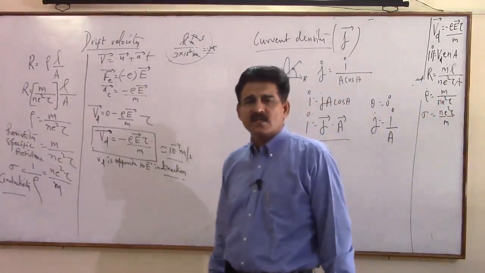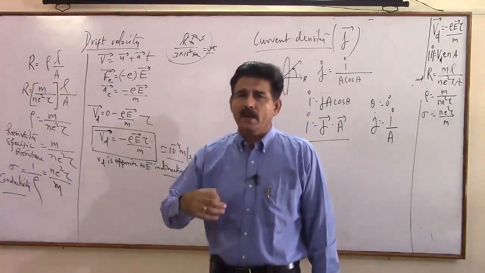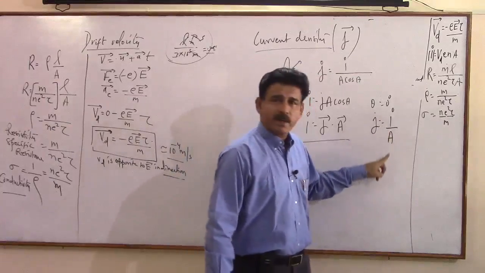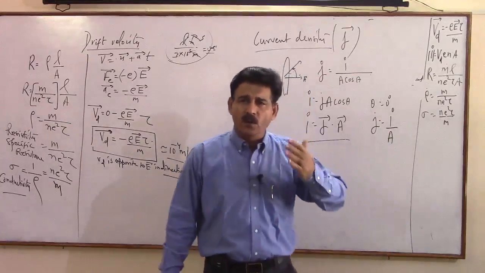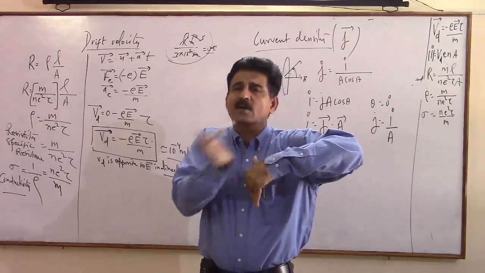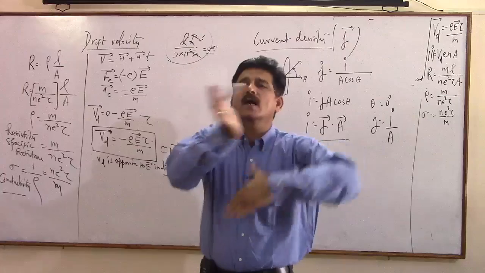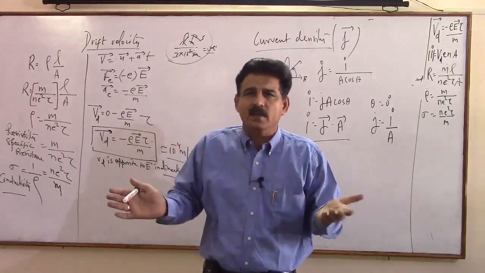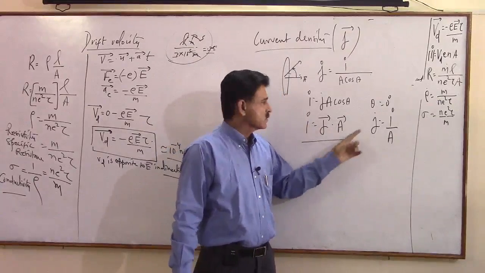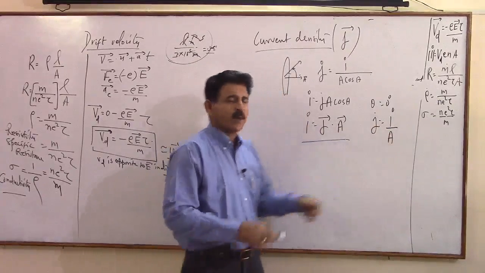जैसे सरफेस चार्ज डेंसिटी क्या थी? Q divided by area. वैसे ही करंट डेंसिटी क्या है? Current density is I divided by area. Because you are talking about the flow, and if flow is taking place in a direction other than the normal to the conductor, then you have to take the component of area vector. This is something which is different and new here. So J dot A. So J is equal to I by A for all practical purposes.